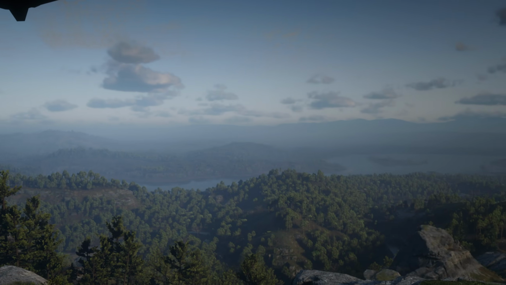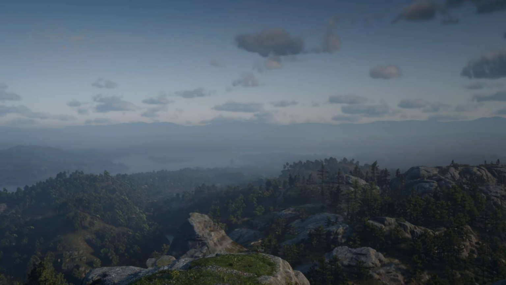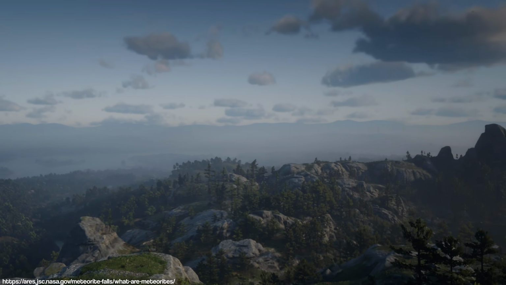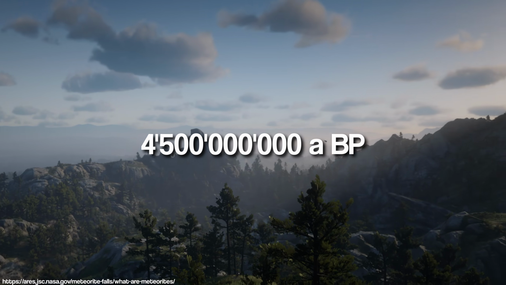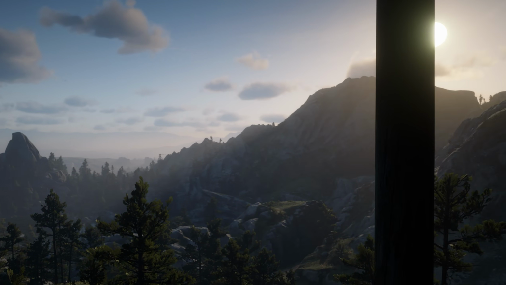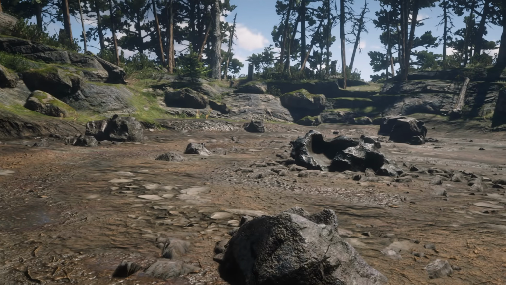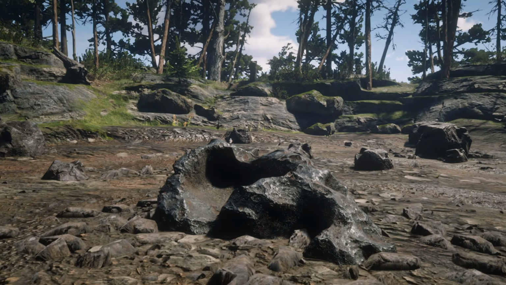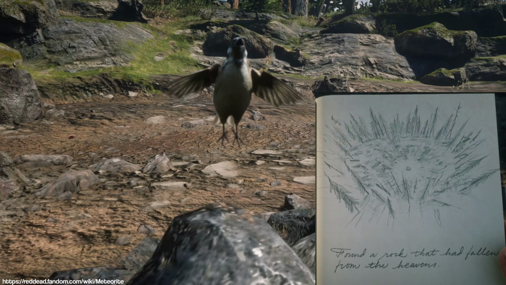However, because this is an iron meteorite, which is the class that is formed in the center of asteroids, we can make an educated guess. NASA states meteorites that originate from asteroids are all roughly 4.5 billion years old. And with that, we have dethroned our previous contender for oldest rock, the banded iron formations of Calumet Ravine. Dear viewers, it is my pleasure to announce that the oldest rock that you can find in Red Dead Redemption 2 is indeed the rock that had fallen from the heavens.